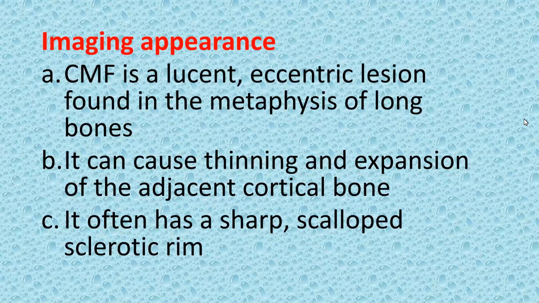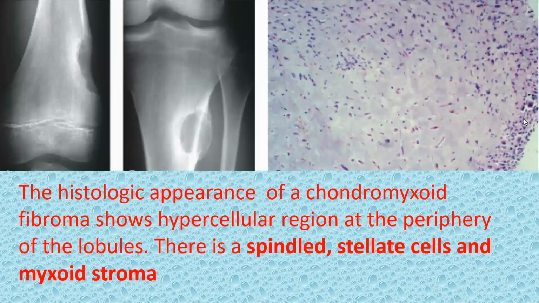Chondromyxoid fibroma is a lucent, eccentric lesion found in the metaphysis of long bones. It can cause thinning and expansion of the adjacent cortical bone. It often has a sharp, scalloped, sclerotic rim, as is shown in this slide. You see, many times you say, doesn't this look like a periosteal chondroma? No, it doesn't, because you see it's eroding into the medullary cavity. And within the medullary cavity, you see sclerosis.